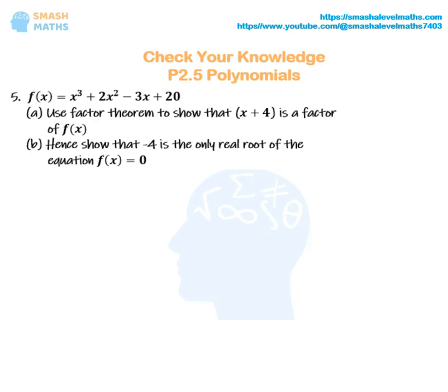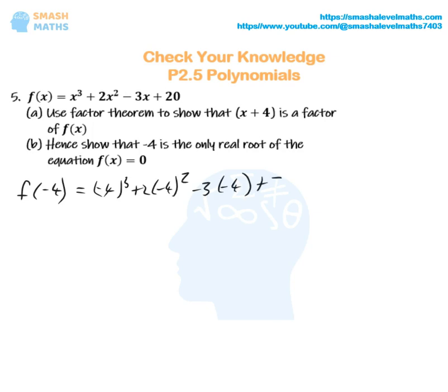So what we've got here is a factor theorem question, pretty much standard stuff from an A-level paper. We've got to show that x plus 4 is a factor. So we're going to plug a value into f of x, into our cubic, and the value we're going to stick in is minus 4. Note the sign change.